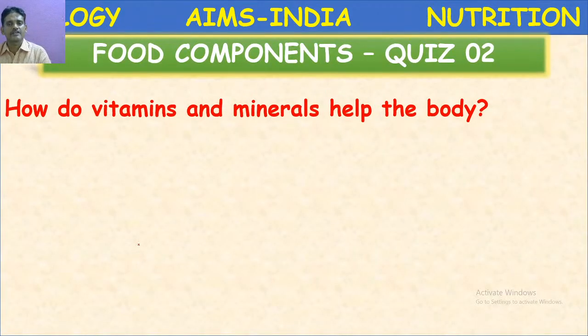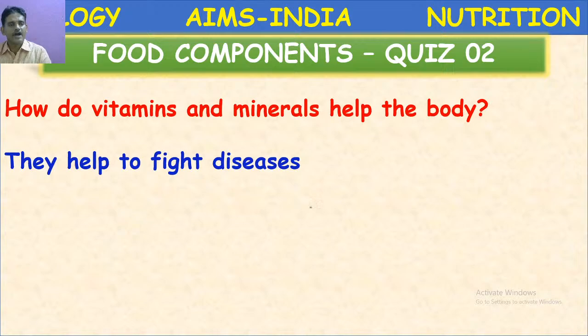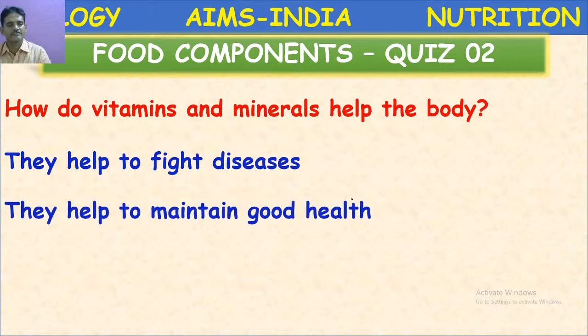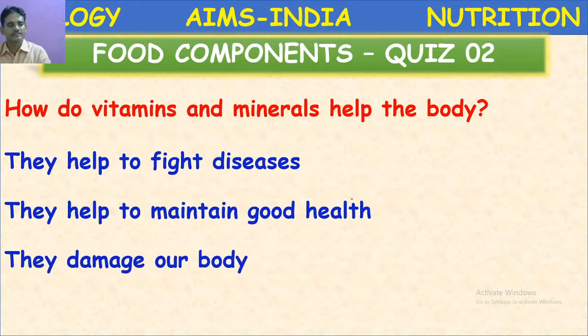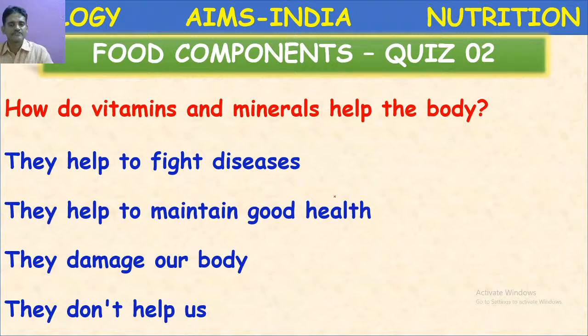How do vitamins and minerals help the body? They help to fight diseases, they help to maintain good health, they damage our body, or they don't help us. Okay, here also multi-correct answer. They help to fight diseases and they help to maintain good health. Okay, these two are the options. That's why vitamins and minerals are called protective foods.